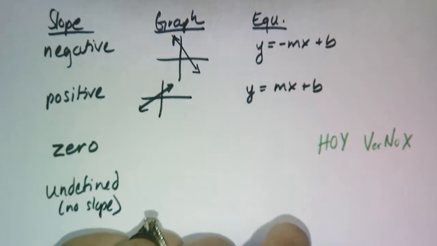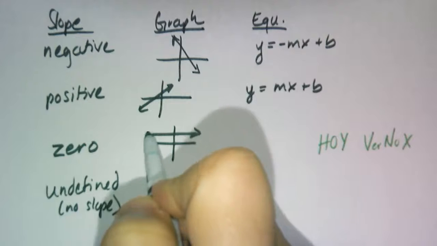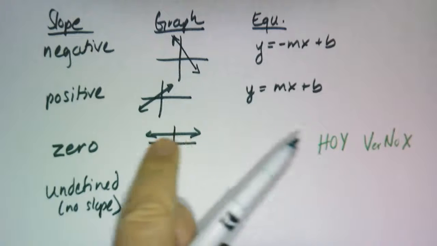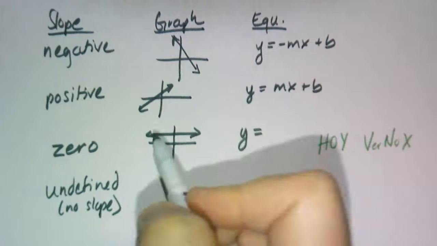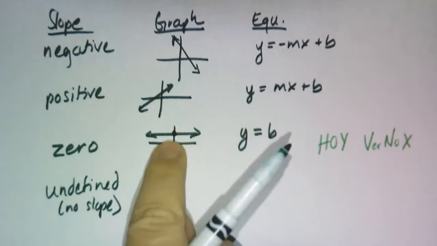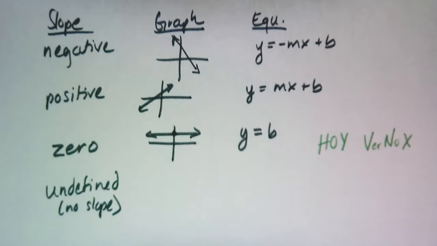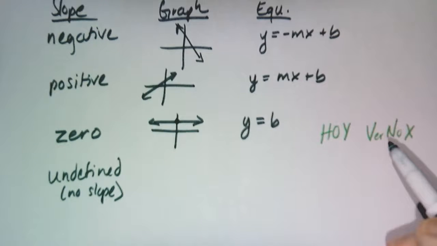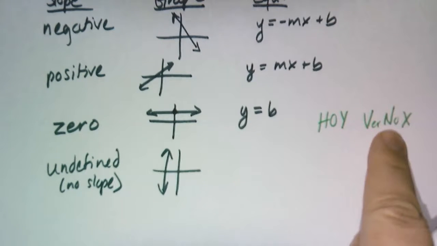So meaning, for 0, you would have a horizontal line. This would be a 0 slope. The equation would just be y equals, and then wherever you're intercepting right there. Whatever that y-intercept happens to be, we'll call it b, okay? So if this was intercepting at 2, y equals 2. If this was intercepting at 7, y equals 7. There's 0 slope. The Vernox comes from vertical lines, which are no slope, but we call it undefined, same thing.